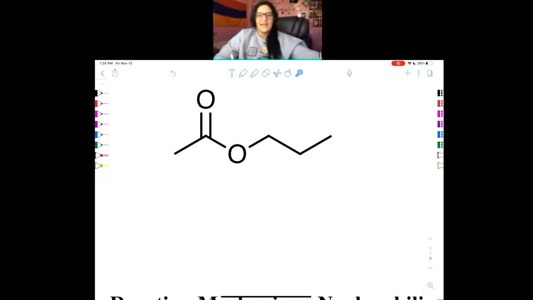So let me highlight them in different colors. This area will be named first. So please tell me what we would call this carbon chain. Pretend the oxygen isn't there. If we have 3 carbons in a straight chain, what would we call that? Propane, exactly. So we're going to call this propyl.